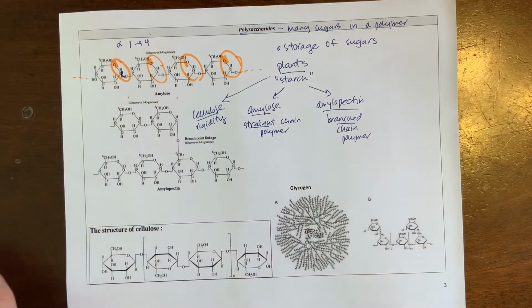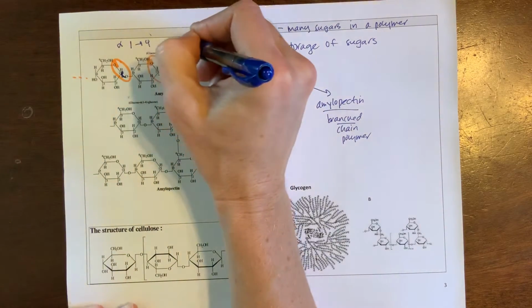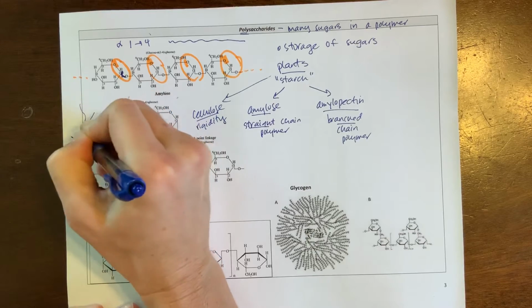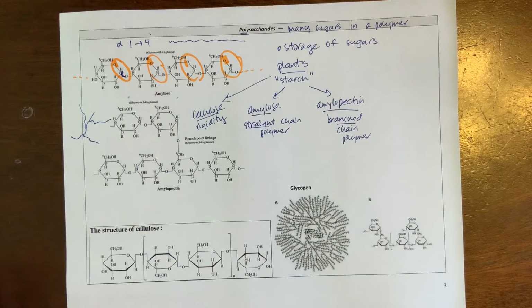Looking down here at the amylopectin, you can see it's straight, but then it has this random branch here. And so my straight chain polymers might look like this, and my branches might look like this. I start to get a little bit more complexity to the structure.